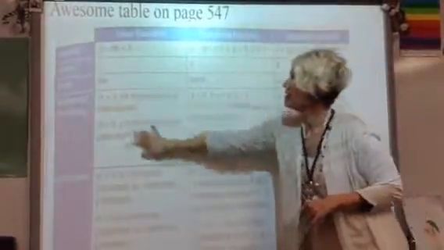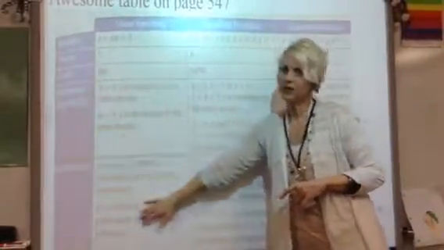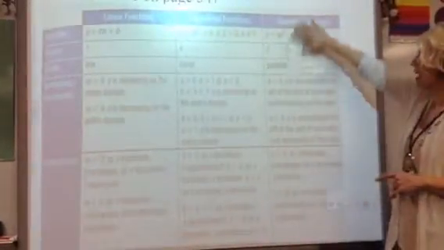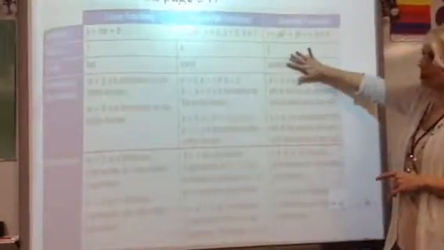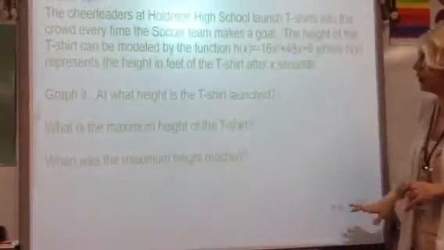This is a very nice table that is in your book on page 547 that shows you the difference between linear functions, exponential functions, and quadratic functions. And this is what we're working with now, is the parabola. We've already dealt with the curve and the line from other chapters. All right.